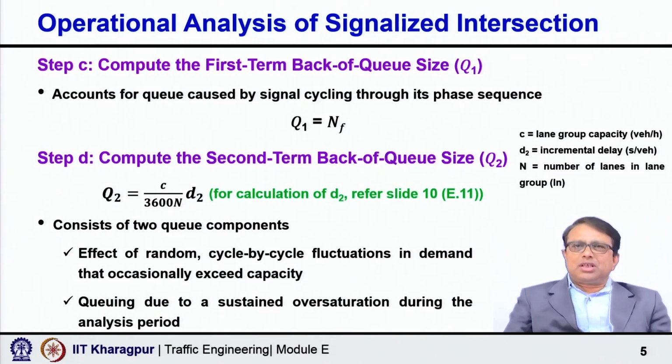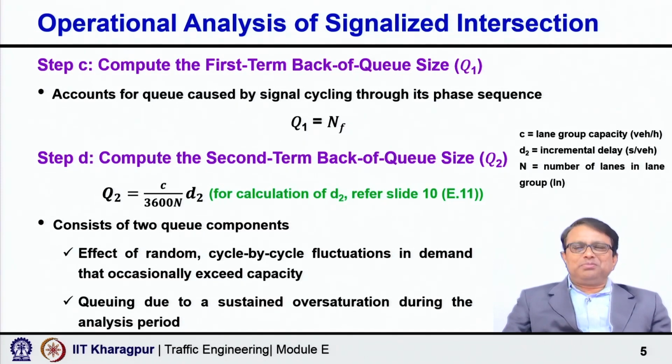Now, coming to the first term, that is what we have discussed in the previous lecture. This accounts for Q caused by the signal cycling through its phase sequence. So, Q1 is straightaway equal to NF, number of stopped vehicles, and you remember our discussion in the previous lecture on how to calculate this NF. Graphically I have shown you also what NF means and how to interpret it. So, the Q1 component, the first term, is clear to us.